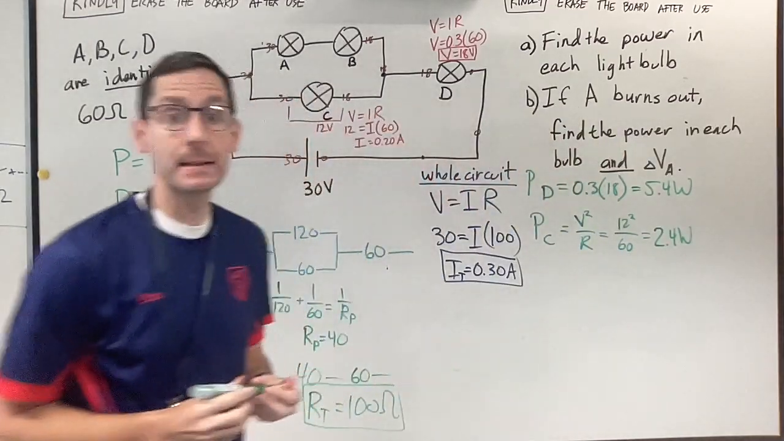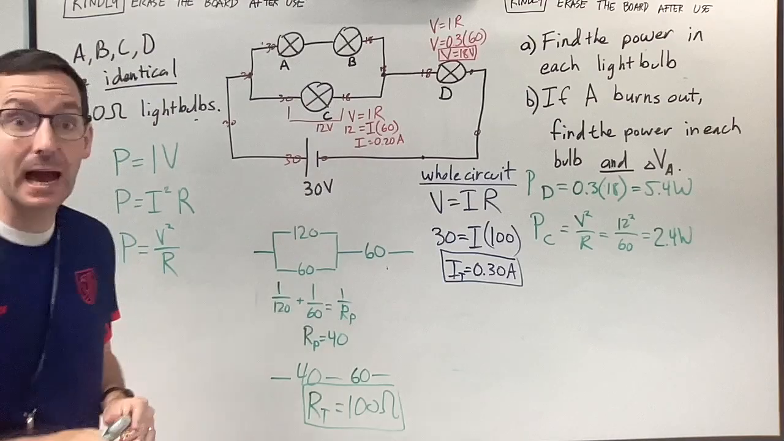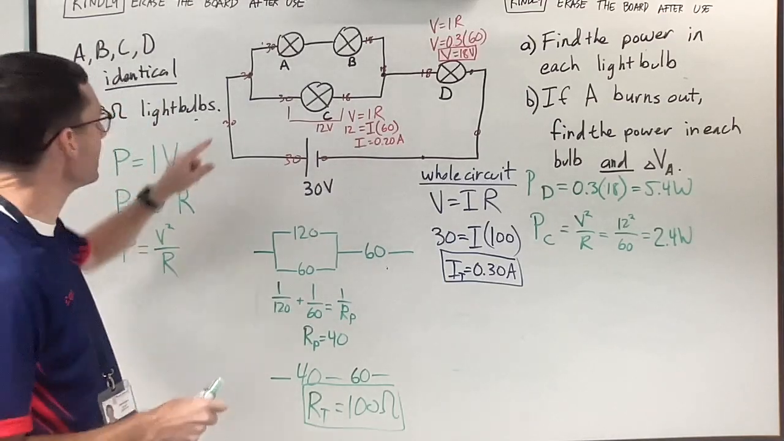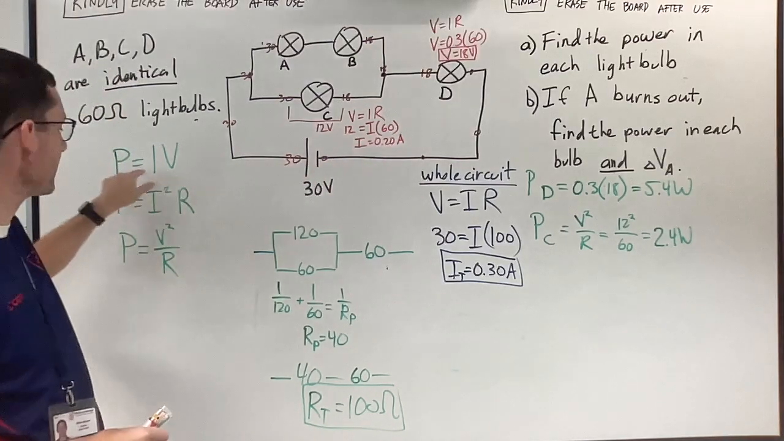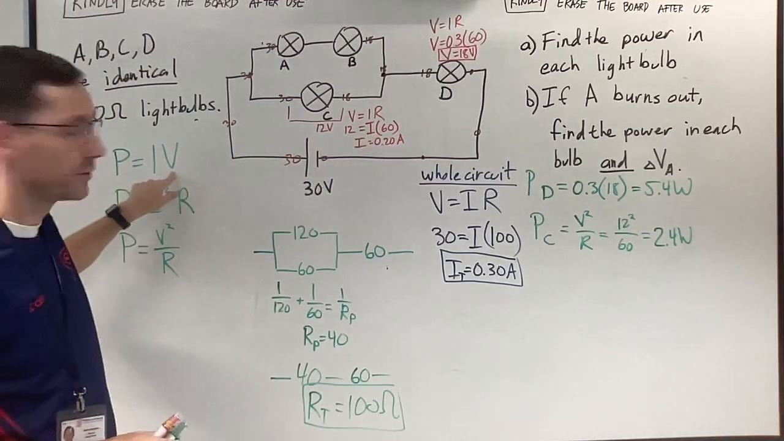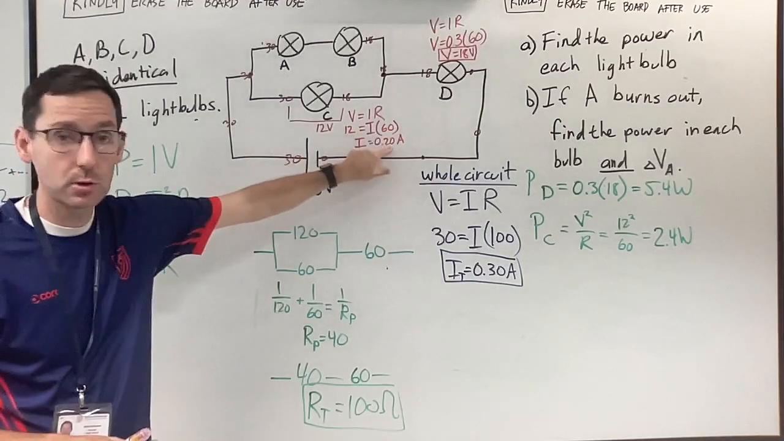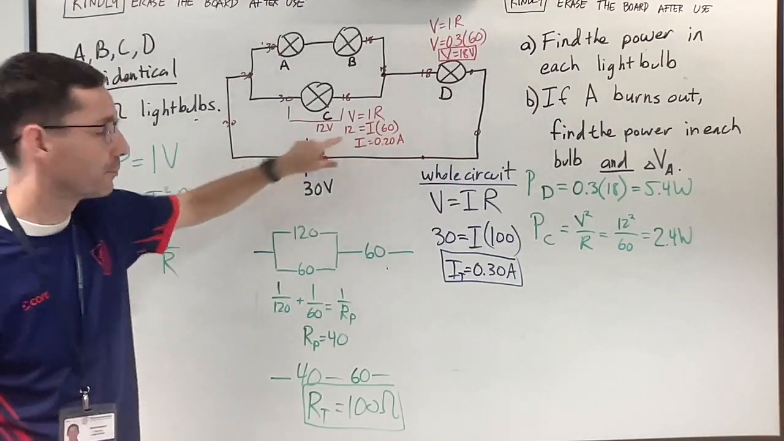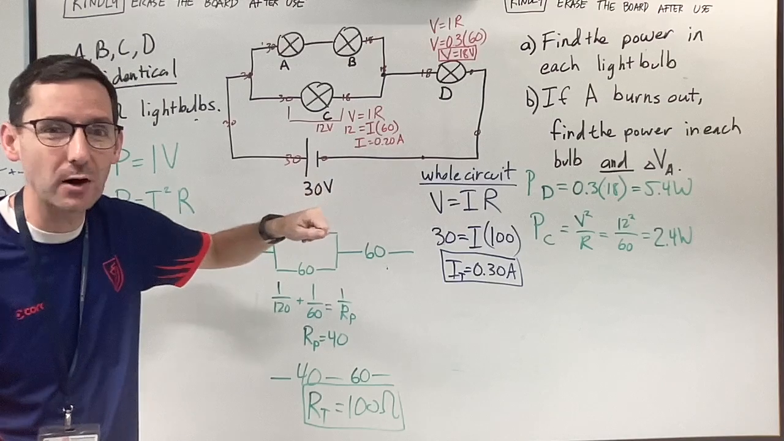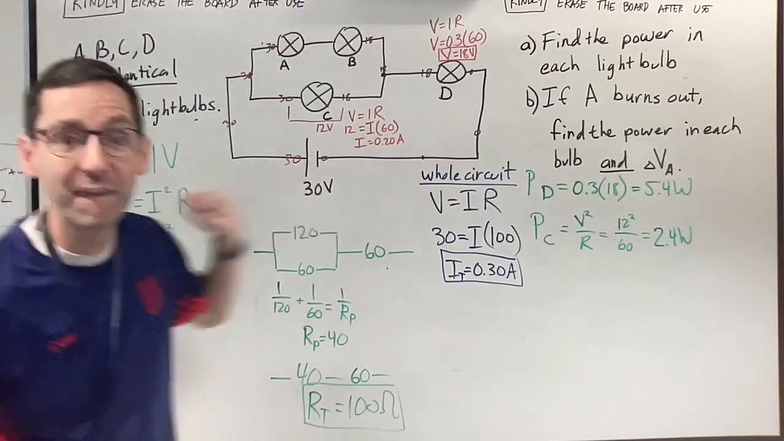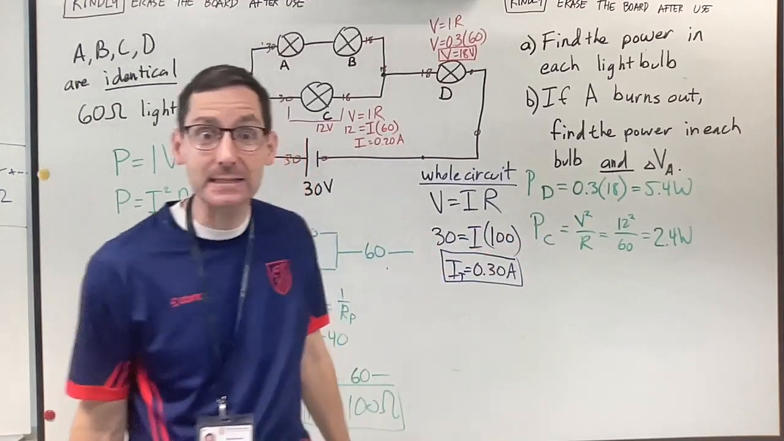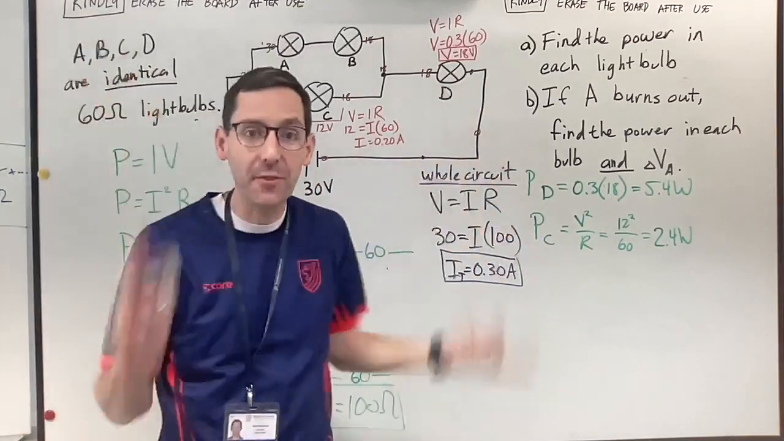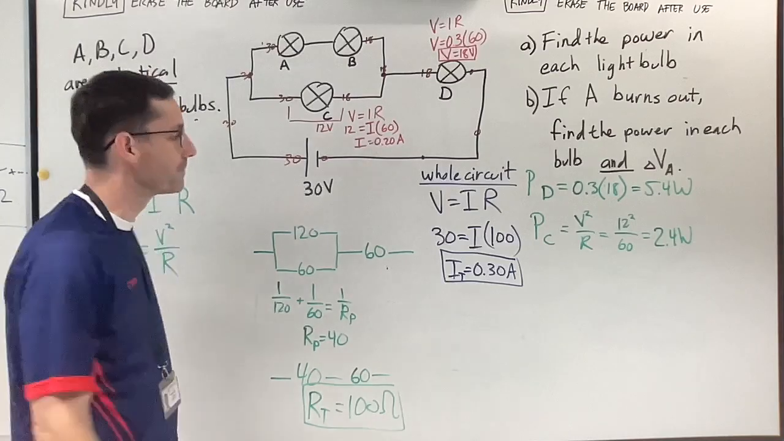Now, you may say, yeah, you can. We knew that the current going through there was 0.2. So you could have used the P equals IV, right? The current being 0.2, the V being 12. If you do 0.2 times 12, you know what you get? You get 2.4, baby. Yeah, it works. It better work. We proved it all mathematically. It better work. All right.